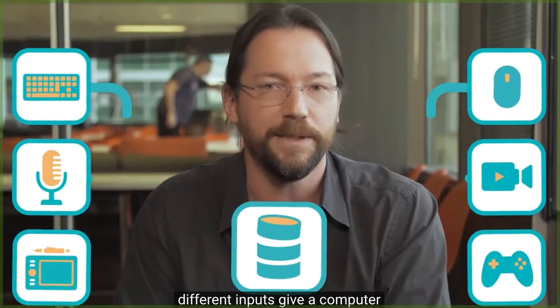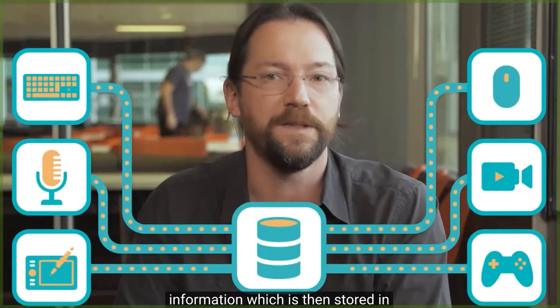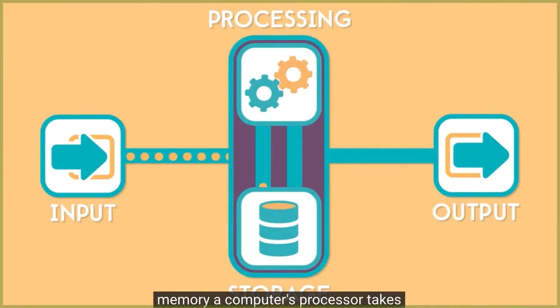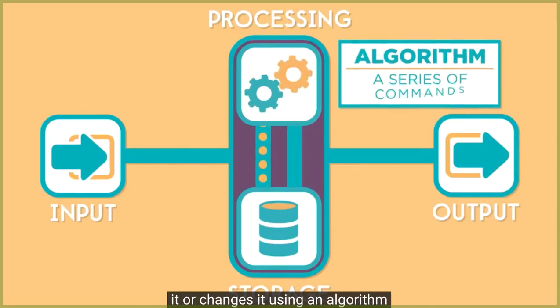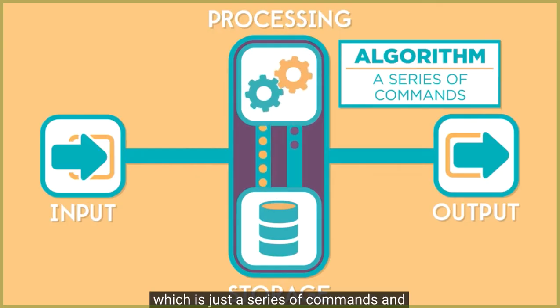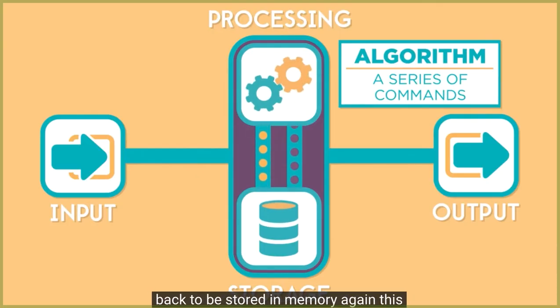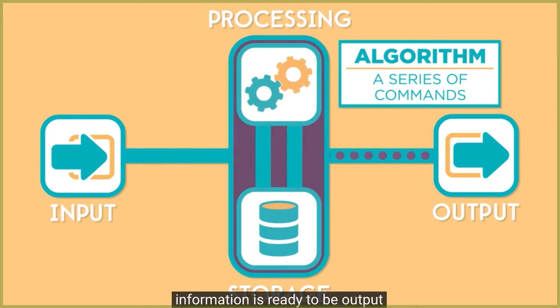All these different inputs give a computer information which is then stored in memory. A computer's processor takes information from memory, it manipulates it or changes it using an algorithm, which is just a series of commands, and then it sends the processed information back to be stored in memory again. This continues until the processed information is ready to be output.